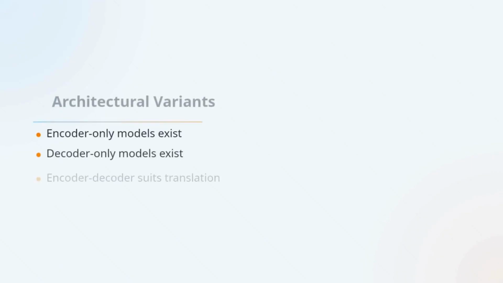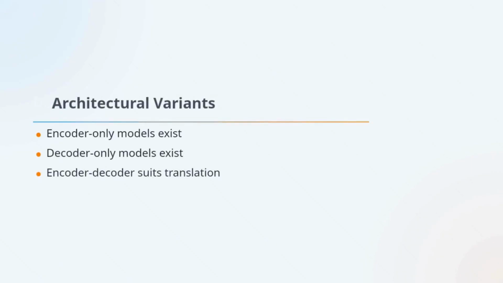One important point is that transformer architecture is flexible. Some models are encoder-only, some are decoder-only, and some use the full encoder-decoder setup. The right design depends on the task. For example, understanding tasks may use encoder-heavy designs, while generation tasks often rely on decoder-based models.